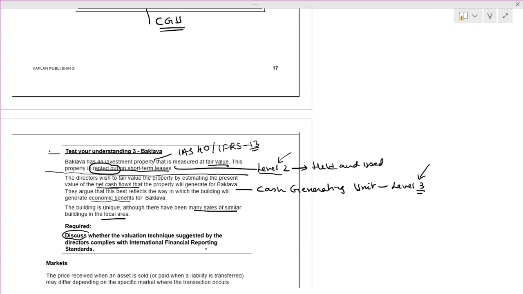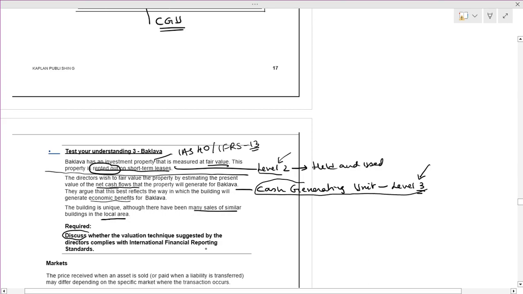An investment property measured at fair value. This property is rented out for a short-term lease. Rented for a short-term lease. If it is rented for a short-term lease, it is generating cash for you. When it generates cash for you, it is going to be identified as a cash generating unit. That is the future cash flows.